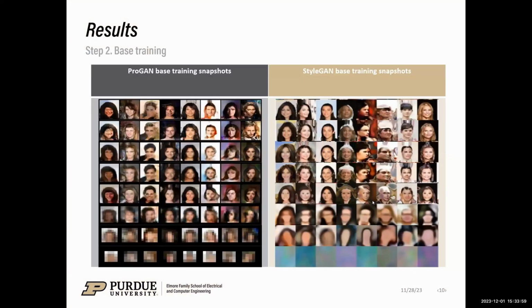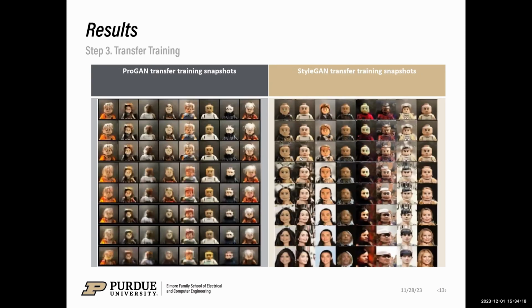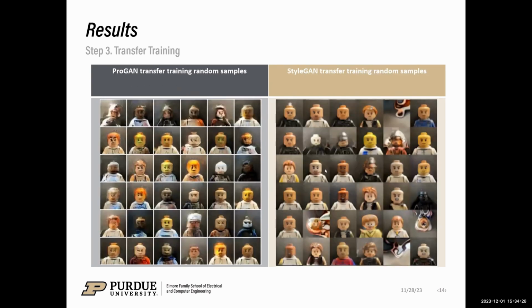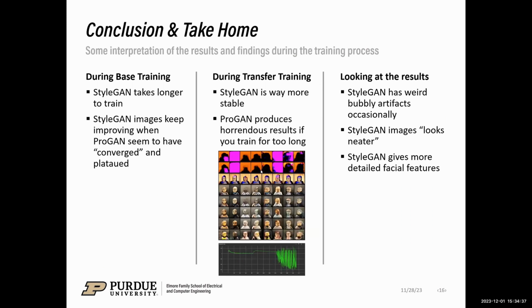Now, here are some snapshots from the base training. On the left is the ProGAN, on the right is the StyleGAN. Here are the samples of the baselines. All right, next, here we have the snapshots from the transfer learning. And here are the final results. On the left, we have ProGAN. On the right, we have StyleGAN. And here are some more results.